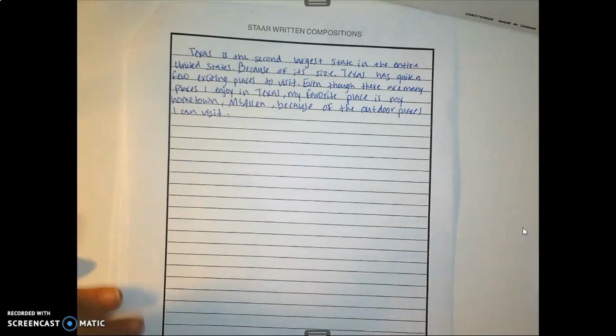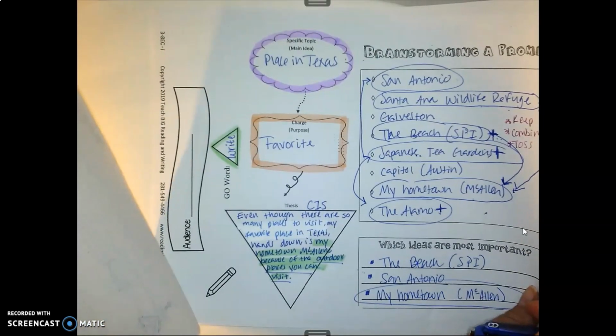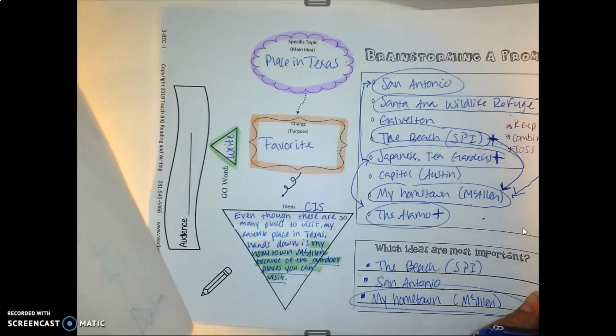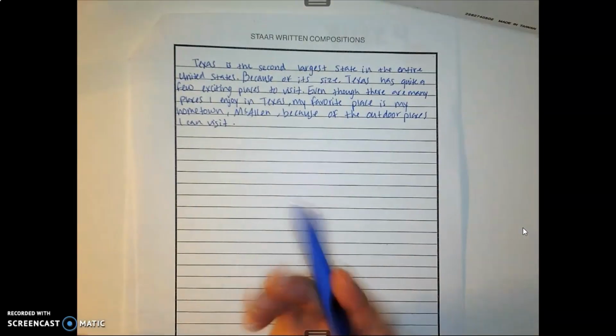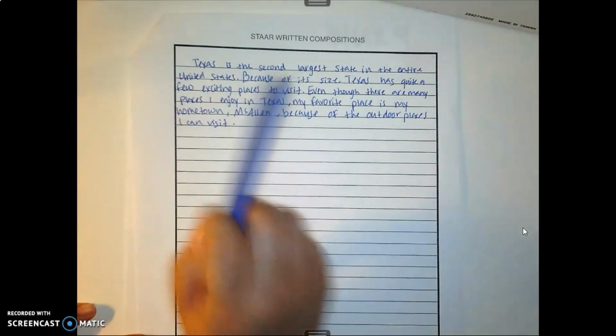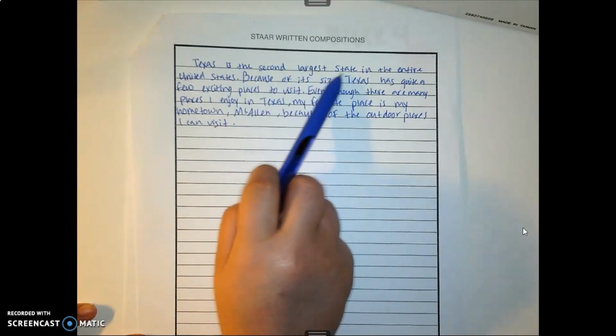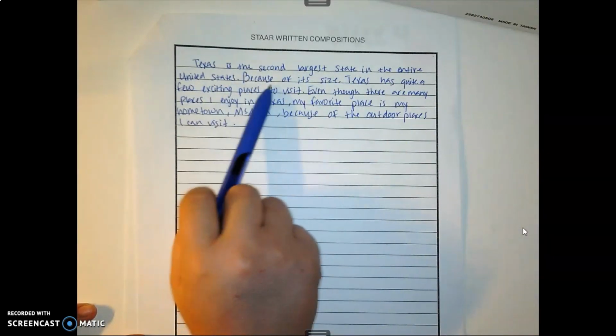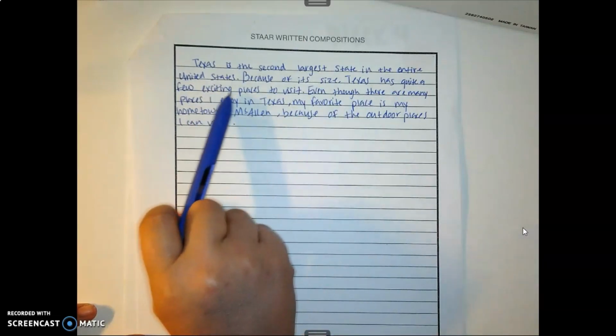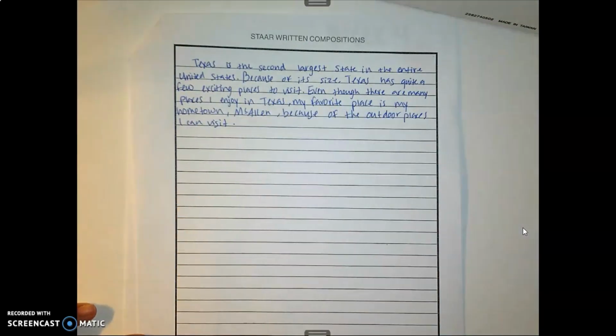So looking at what I wrote down in my brainstorming packet just a moment ago, I read it a few times to myself, and I thought, there's got to be something else that I can do to make it a little more detailed. So I changed it very slightly just to make it a little more interesting. So this is what I wrote. Texas is the second largest state in the entire United States. Because of its size, Texas has quite a few exciting places to visit. Even though there are many places I enjoy in Texas, my favorite place is my hometown, McAllen, because of the outdoor places I can visit.